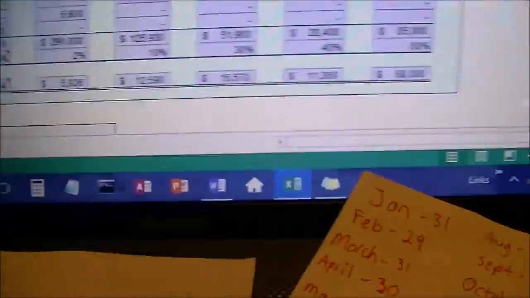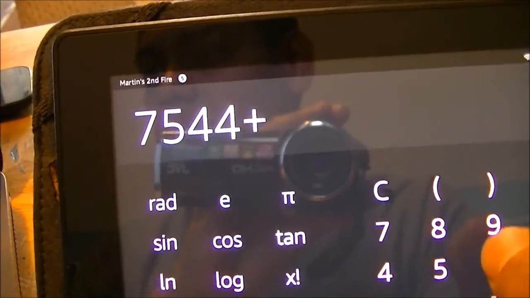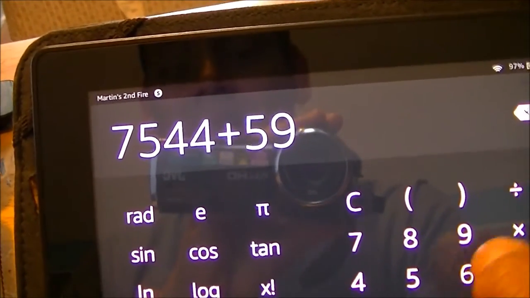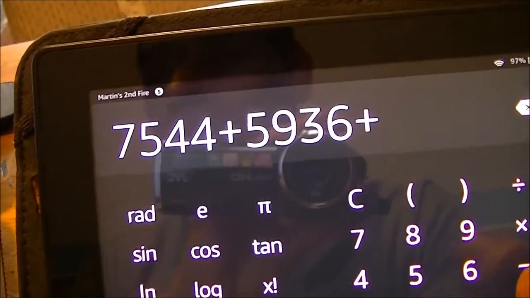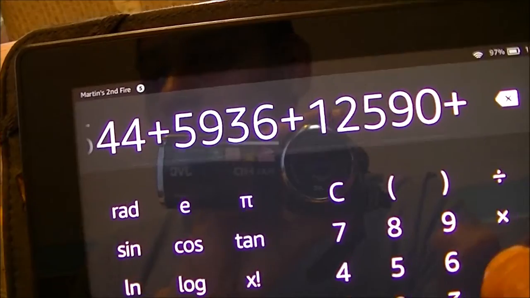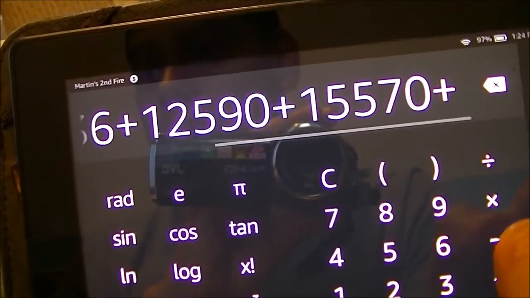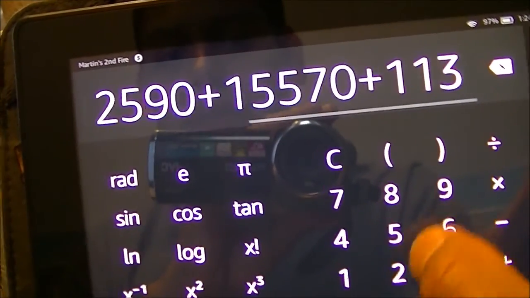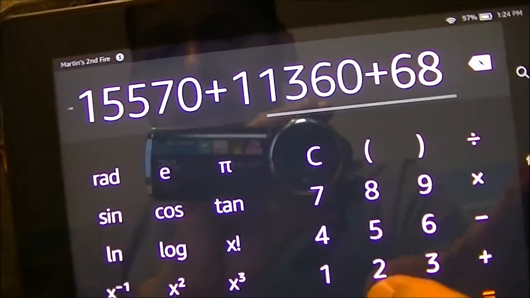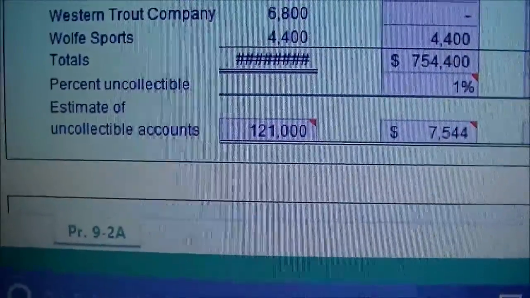So let's do that real quick. 7,544 plus 5,936 plus 12,590 plus 15,570 plus 11,360 plus 68,000 equals 121,000. And just plug that number into the uncollectible accounts.